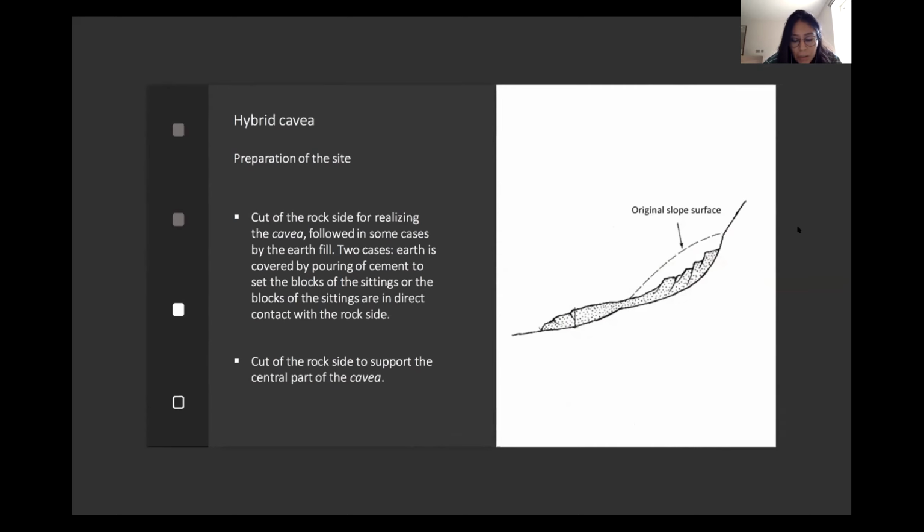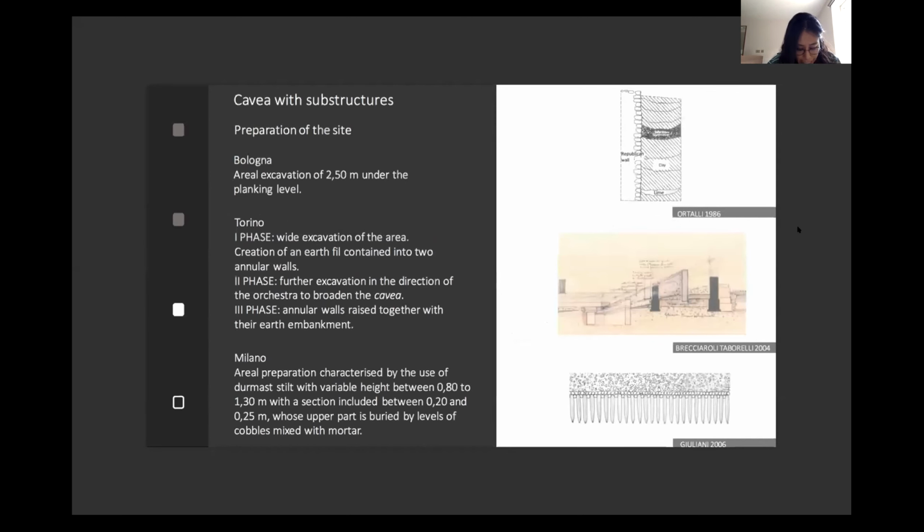In other cases, there are no pourings, but the blocks of the seatings are in direct contact with the rock side, as in Urbisaglia, Teramo, Pola, Trieste, and Aquinum. In other cases, the cut is finalized only to support the central part of the cavea. Examples are in Verona, Ivrea, and Todi. In the cavea with substructures, two particular examples are the theaters of Bologna and Torino.